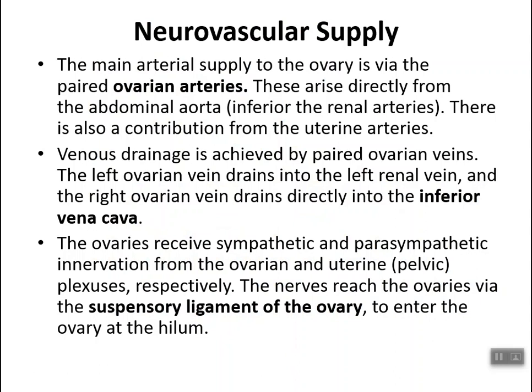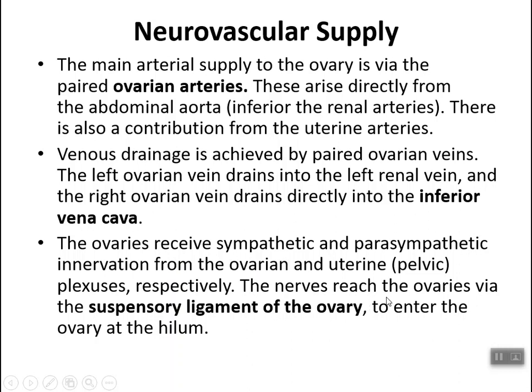Next, the neurovascular supply. The main arterial supply to the ovary is via paired ovarian arteries. These arise directly from the abdominal aorta, inferior to the renal arteries, with a contribution from the uterine arteries. Venous drainage is by paired ovarian veins. The left ovarian vein drains into the left renal vein and the right ovarian vein drains directly into the inferior vena cava. The ovaries receive sympathetic and parasympathetic innervation from the ovarian and uterine plexus respectively.